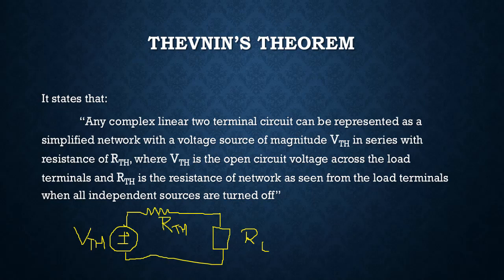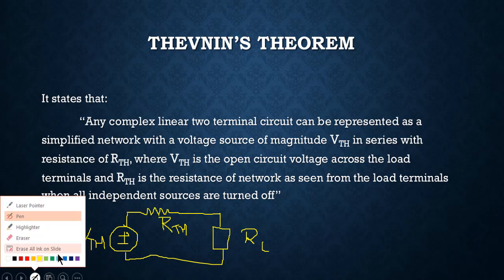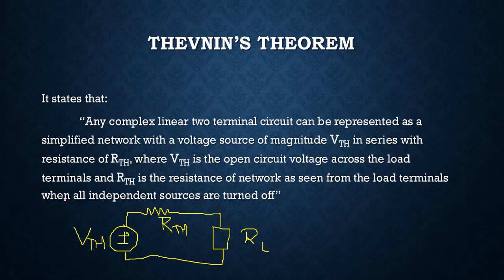What you have done is that from the generation up to the load terminals you have simplified the circuit, and that circuit which included multiple loops, multiple nodes has now been simplified in this format such that it has a voltage source and a series resistance and there is a load connected. Now it doesn't matter how much the load changes, we can easily calculate the current.